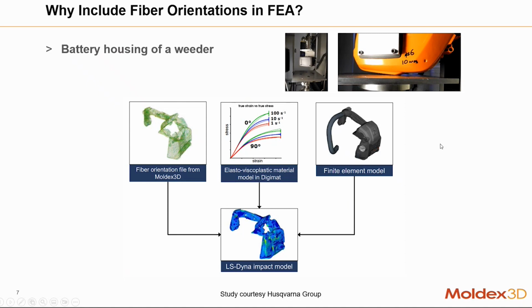And this is one of the reasons why FEA engineers care about fiber orientation. Over here, you can see they run flow simulation to get a fiber orientation, and then export the fiber orientation to FEA software such as ANSYS, Abaqus, or LS-DYNA in order to understand the part performance.